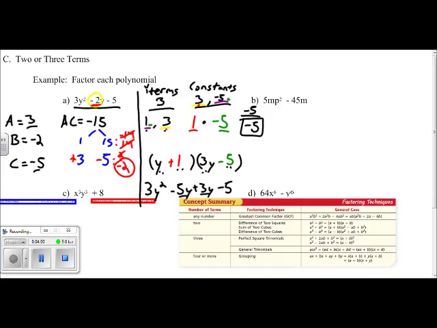Our negative 5y and our 3y combine to make negative 2y. So we have 3y squared minus 2y minus 5, which was our original expression there. So we know that y plus 1 and 3y minus 5 are, in fact, our binomial factors. So, moving on from there, that was our first example.